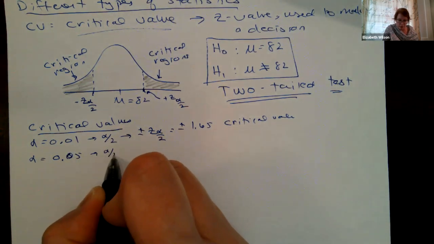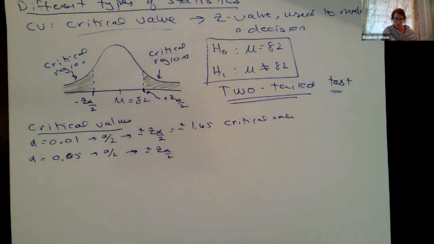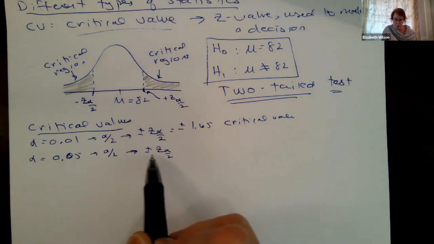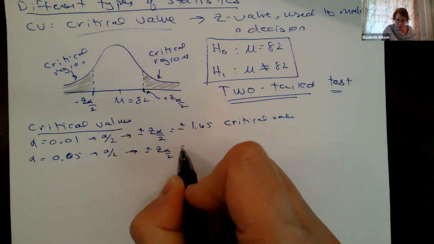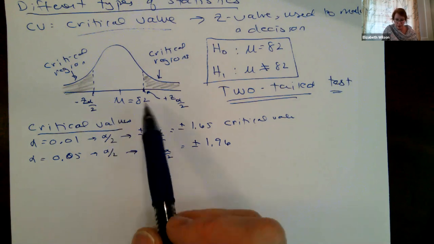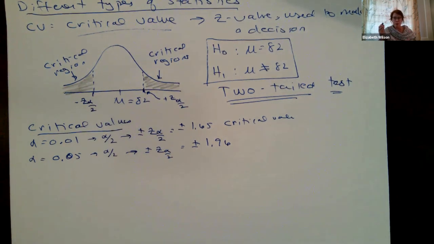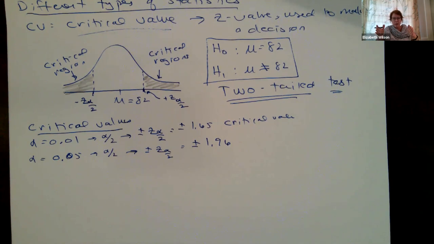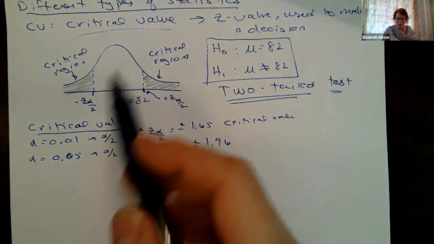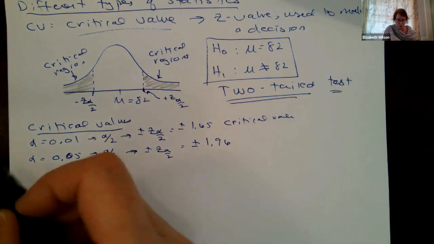We have to do alpha over 2, so I find my plus or minus z alpha over 2. Okay, so I had to take 0.05 divided by 2, look for my z values that are going to correspond to that. It's plus or minus 1.96, right? So this is positive 1.96, this is negative 1.96. Those become the z values that demarcate the regions on our curve that set up our critical regions. We're going to talk in a minute about how I use this stuff. I'm just trying to give you the background on what to look for.